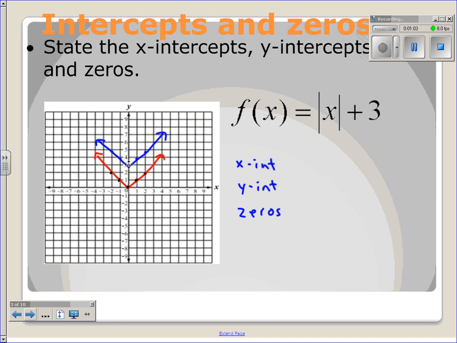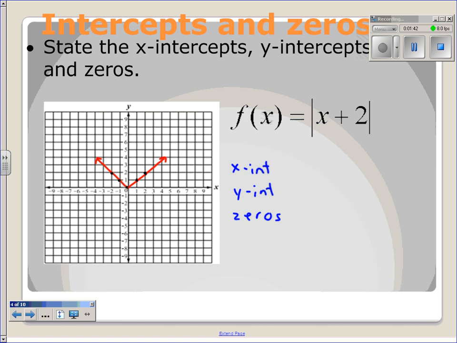X-intercept. Remember the definition, x-intercept is where the graph crosses the x-axis. This graph doesn't cross the x-axis, so we say none for x-intercept. Y-intercept, where does the graph cross the y-axis? Crosses at 0, 3, written as an ordered pair. And zeros, since x-intercept is none, I have no x-intercepts, so I'm going to draw my set notation with my braces, and I'm going to leave it empty.